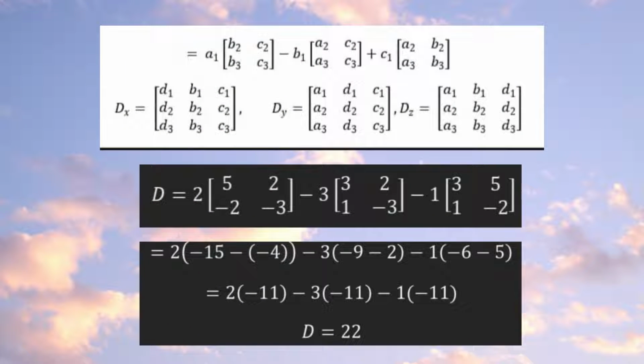We reduce the numbers in the bracket to 2 by 2. In this question, for the number 2 in the first position, we close row 1 and column 1. So we get the numbers 5, 2, negative 2, negative 3 in the first bracket, and the second bracket 3. For the number 3, we close row 1, column 2, and we get 3, 2, 1, negative 3 in the second bracket.